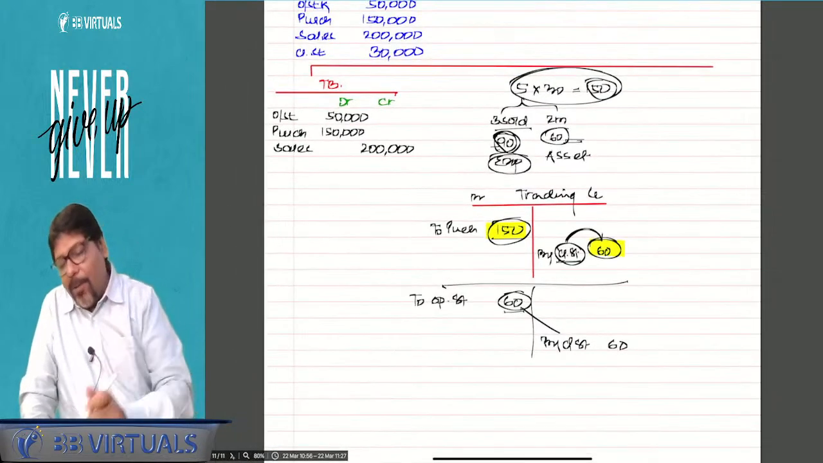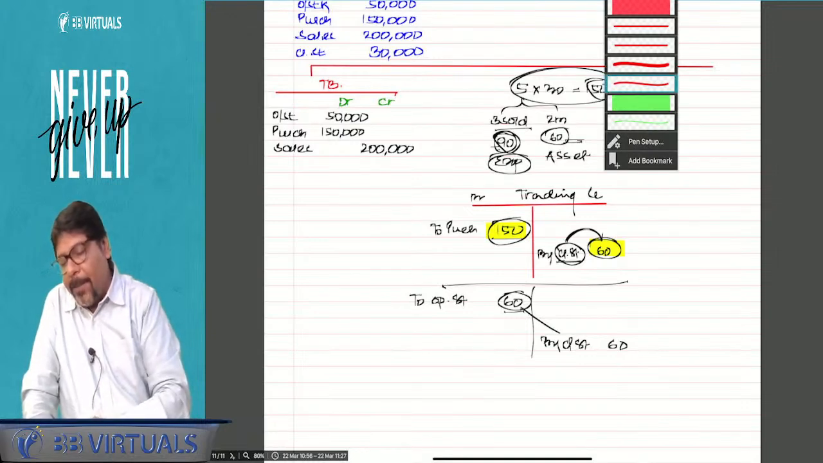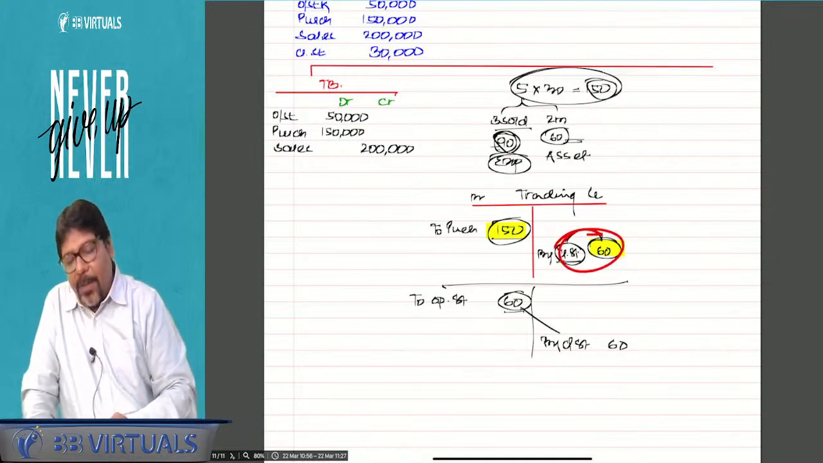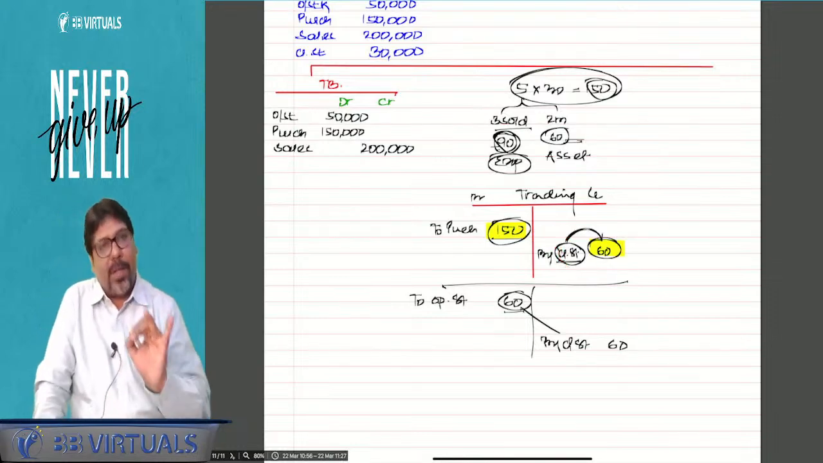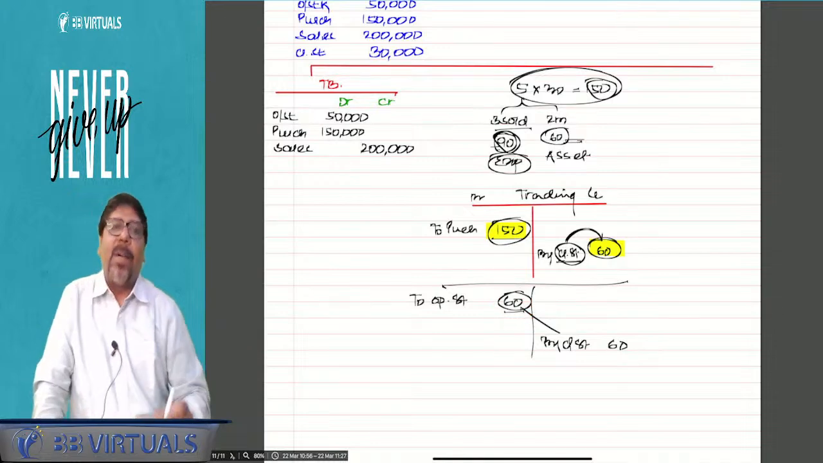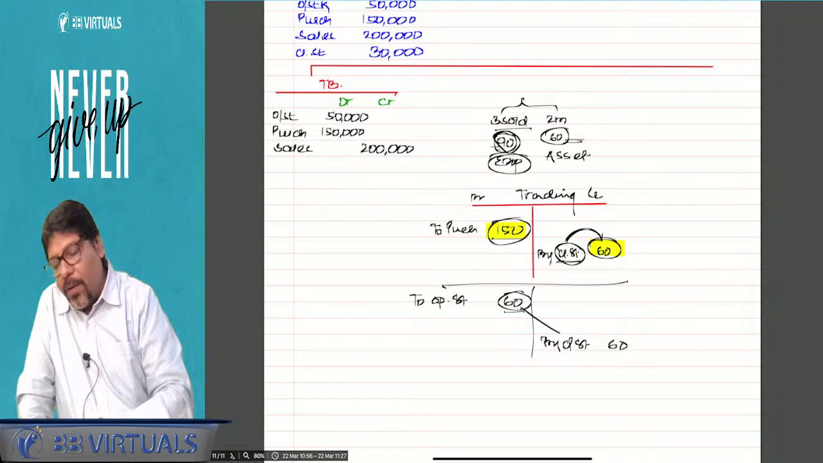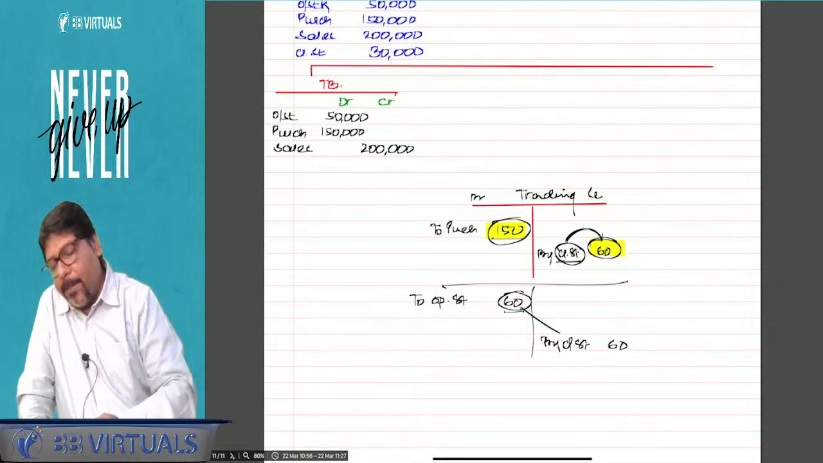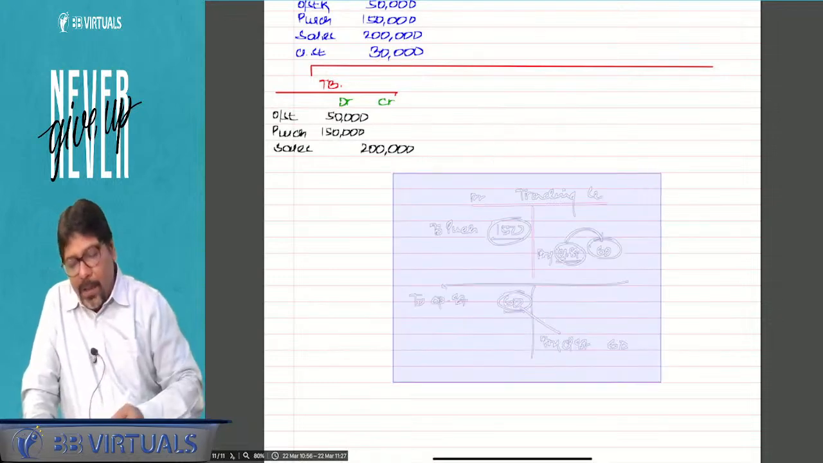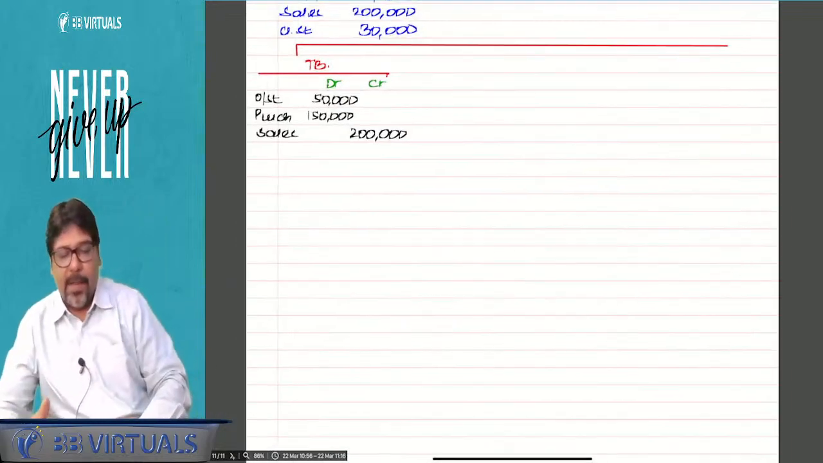Okay. So now you understood. My question was, why does closing stock come on the credit side? Closing stock comes on the credit side because it is nothing but a reduction from purchases. Opening stock comes on this side because it is nothing but expenditure. The benefit will be derived in the current year. So opening stock is not an asset but an expenditure.